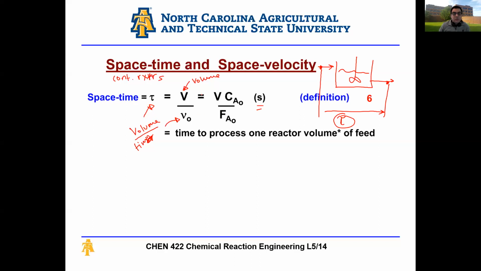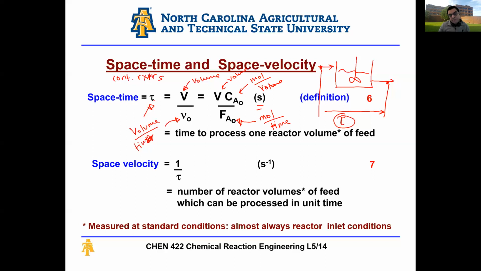You can use either of these equations to get your space-time. So be aware of these equations and know how to manipulate them, because sometimes I would give you the space-time and the volume and ask you to determine the CA0. The other term, FA0 here, is your molar flow rate, so it's moles per time. This is mole per volume, this is volume, so this cancels and becomes just units of time. This is the concept of space-time, and these are the equations used for it, so take note.